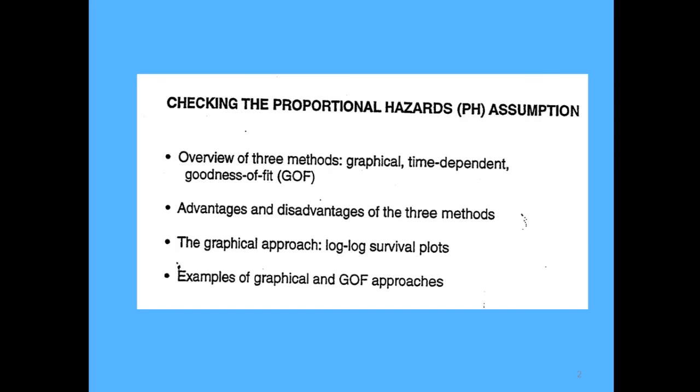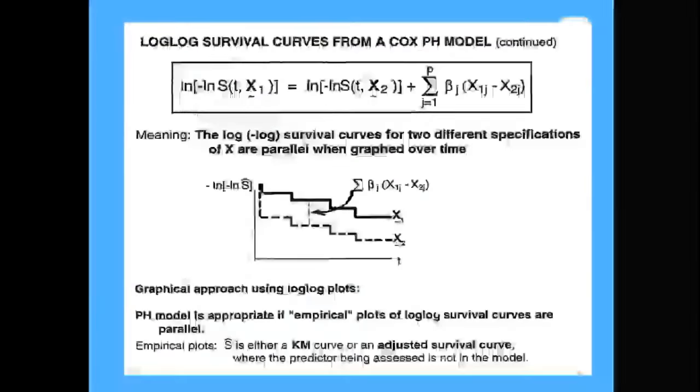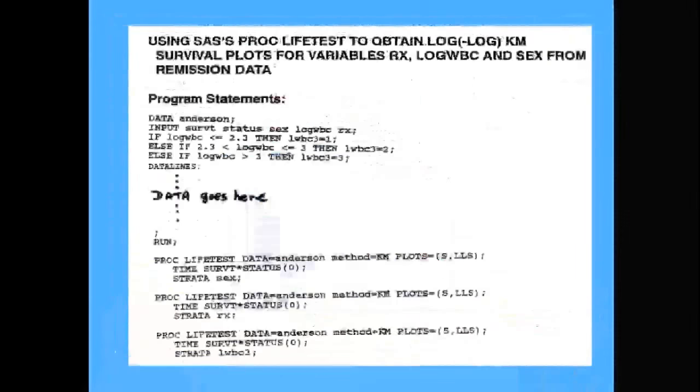Another problem with the log-log survival curve approach, that graphical approach, is that if you have several variables you want to evaluate whether they satisfy the proportional hazard assumption or not, how do you do that? What strategy to use to do that? And when I went through this and gave you some examples, I was going really fast.